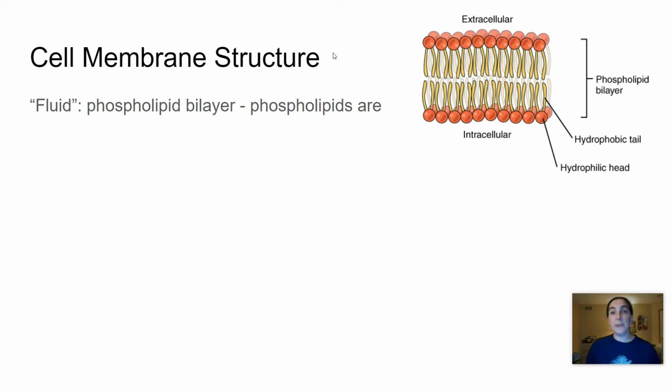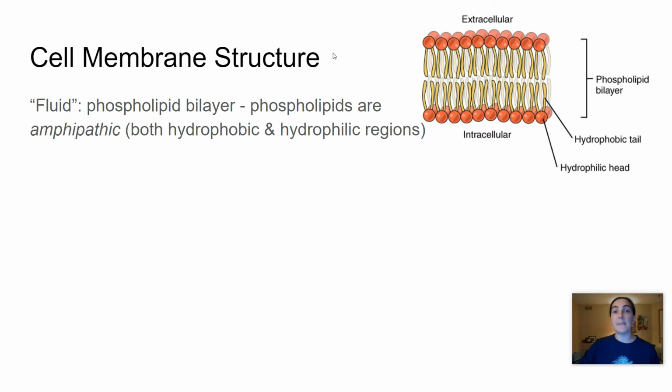When we talk about the fluid part, we're referring specifically to that phospholipid bilayer. Phospholipid molecules are what we call amphipathic. That's a big fancy word that just means they have some portions that are hydrophobic. That's the tails that hide in the middle of the membrane. And some parts that are hydrophilic. That's those heads that stay towards the outer part of the membrane where there's water. This is a fluid membrane because these molecules can slide past each other.